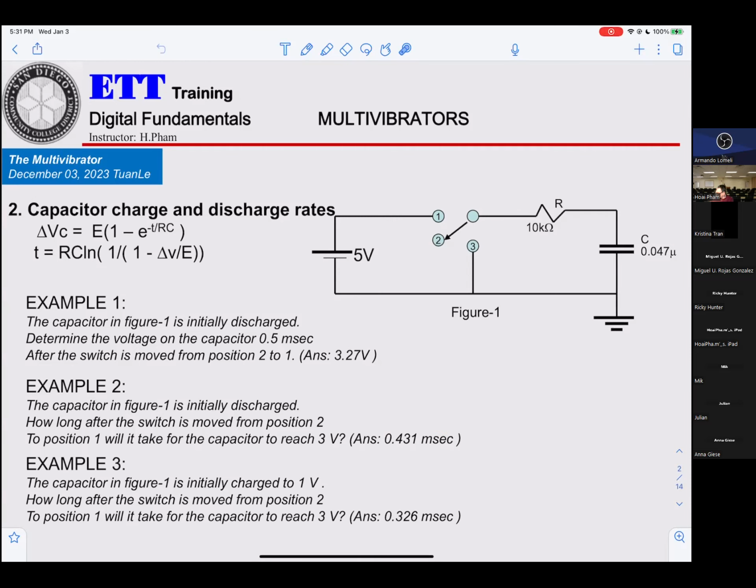And the next one: the capacitor in figure 1 is initially charged to 1 volt. How long after the switch is moved from 2 to 1 will it take for the capacitor to reach 3 volts? The answer will be 0.326 milliseconds. That means you have to use t equals RC log of 1 over (1 minus delta V divided by E).